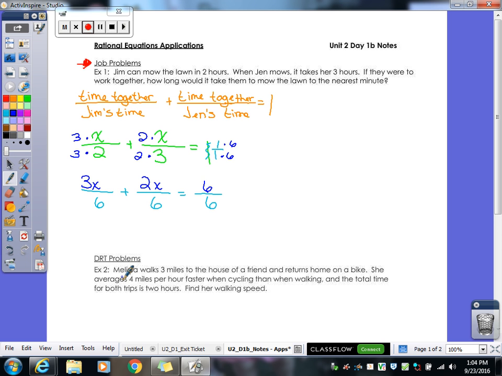And now what do we do now that we have common denominators? Cross them out. 3x plus 2x gives us 5x equals 6. Divide by 5, and what do we get? It's going to be a decimal. 1.2.